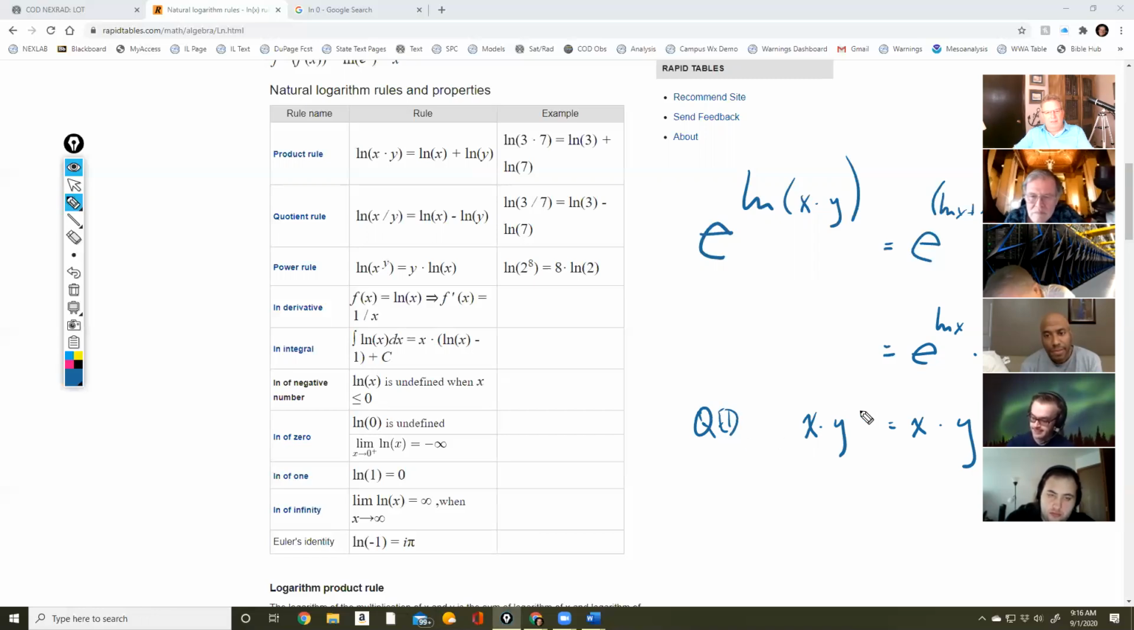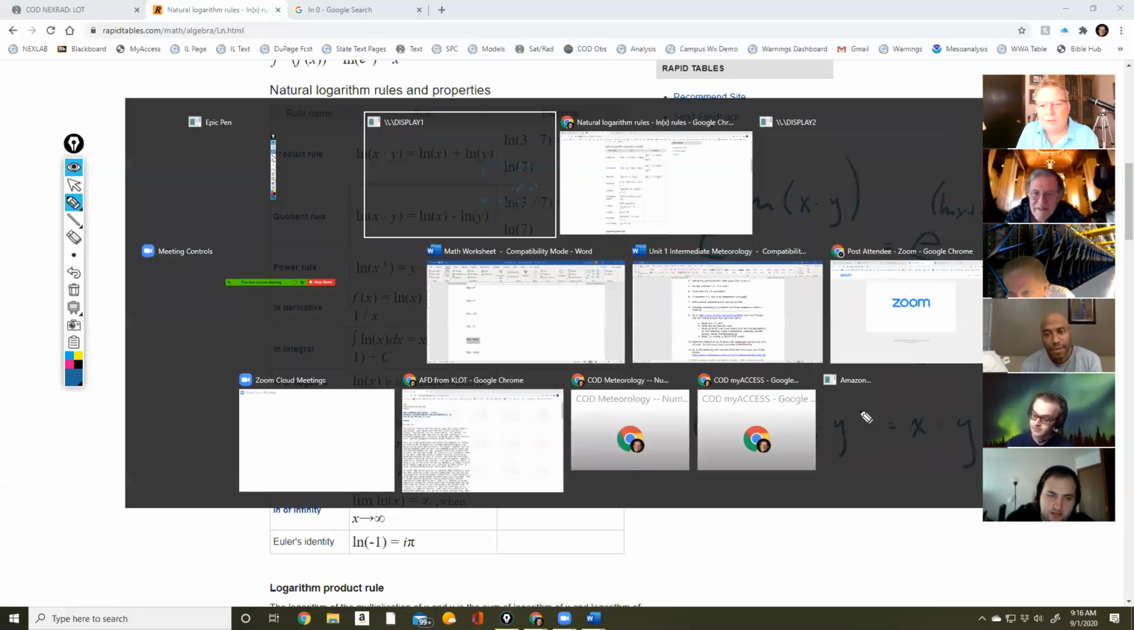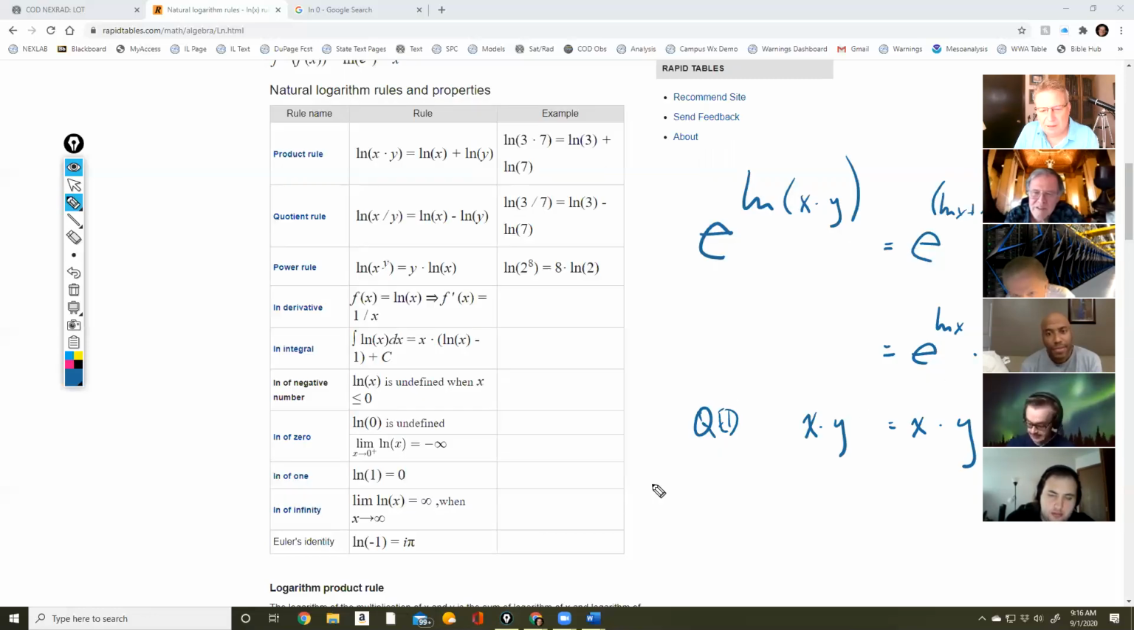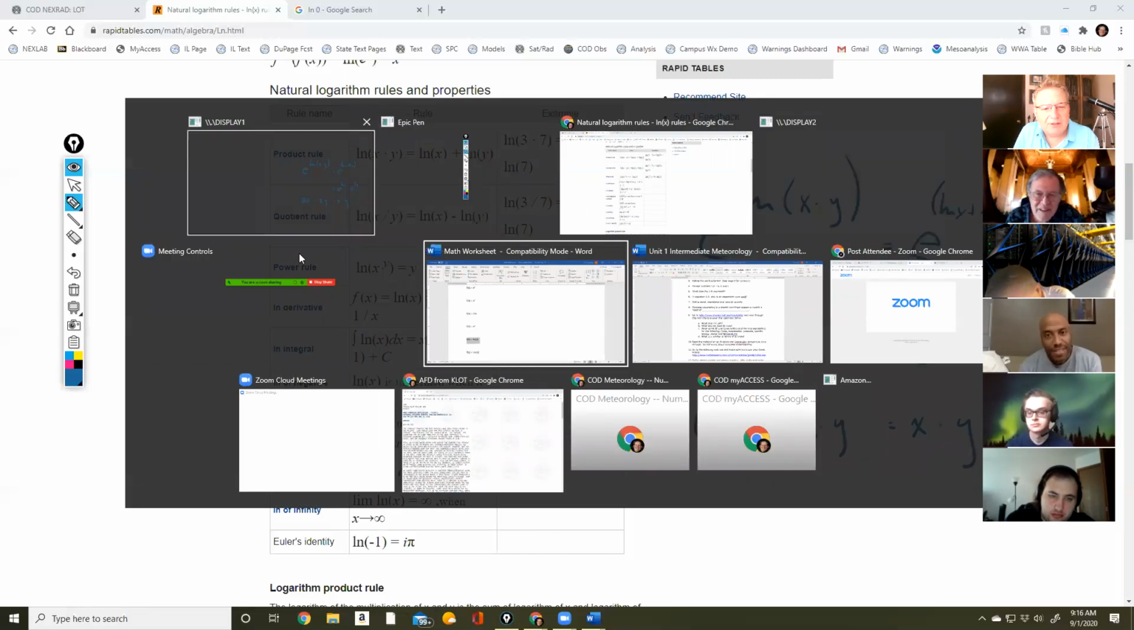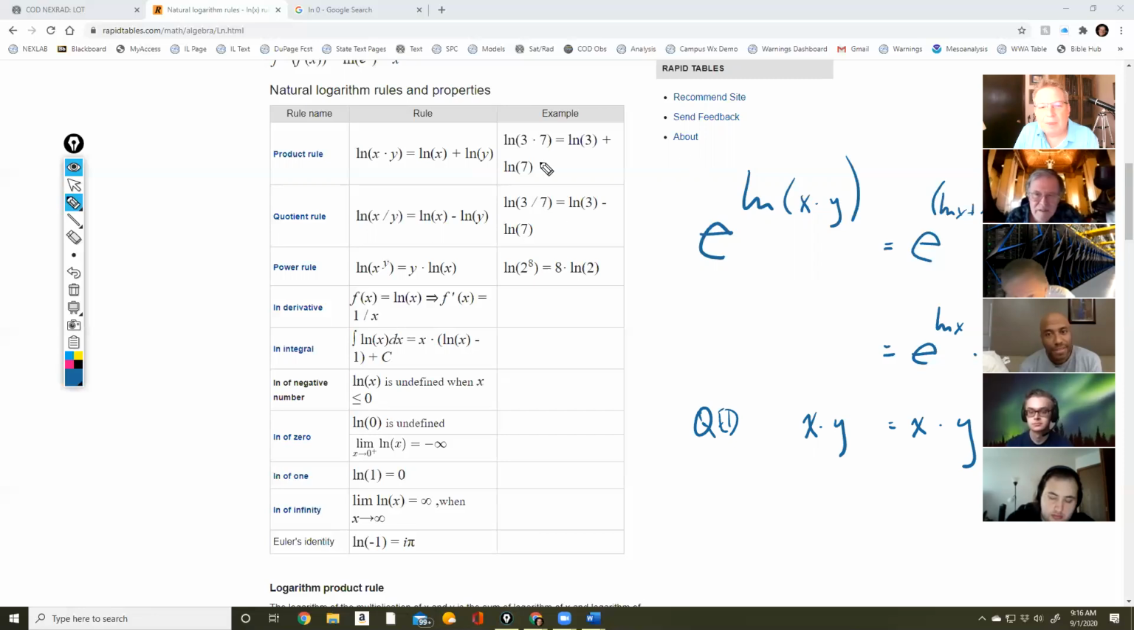You guys know what that is? QED? Yeah, it means I'm really smart and I figured something out that nobody else can. Do you remember what it stands for? Latin.